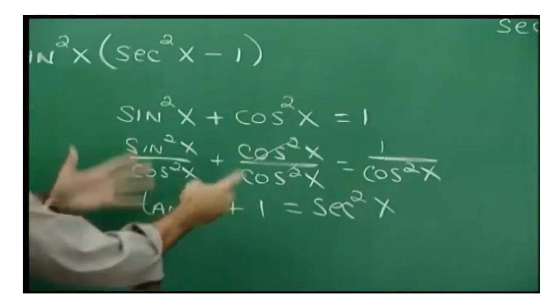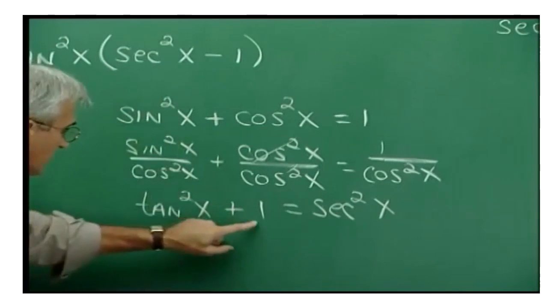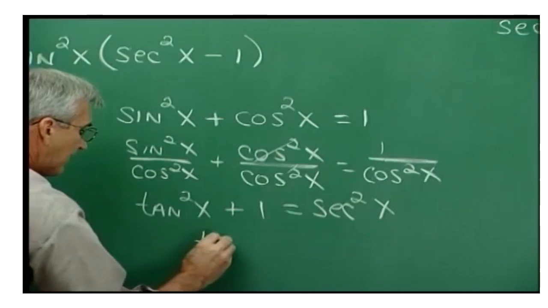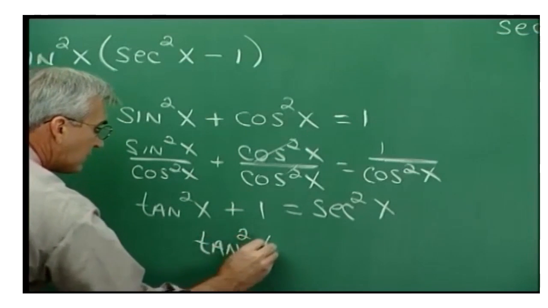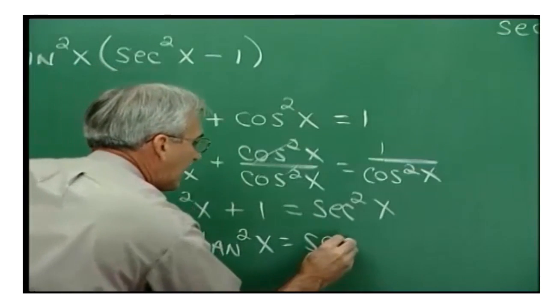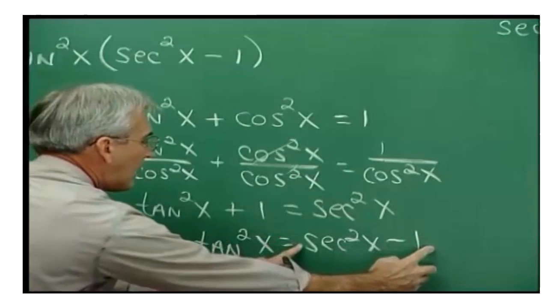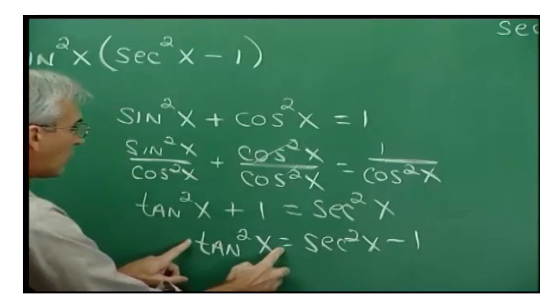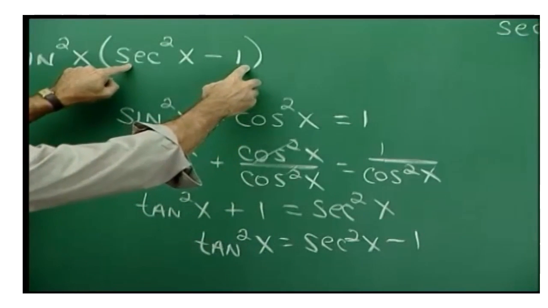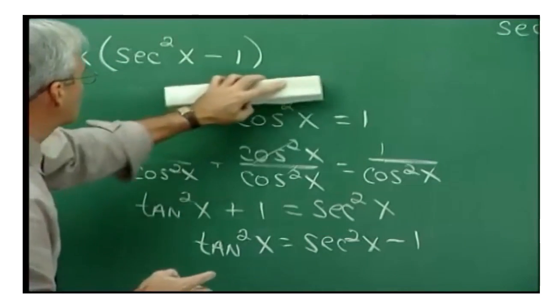Well, this doesn't look like that. Oh, but wait a second, we can manipulate it into that form. If I subtract 1 on both sides, then I find this to be tangent squared x equals secant squared x minus 1. And so secant squared x minus 1 is equal to tangent squared x. So this secant squared x minus 1 is replaceable by tangent squared x. So that's what I'm going to do.